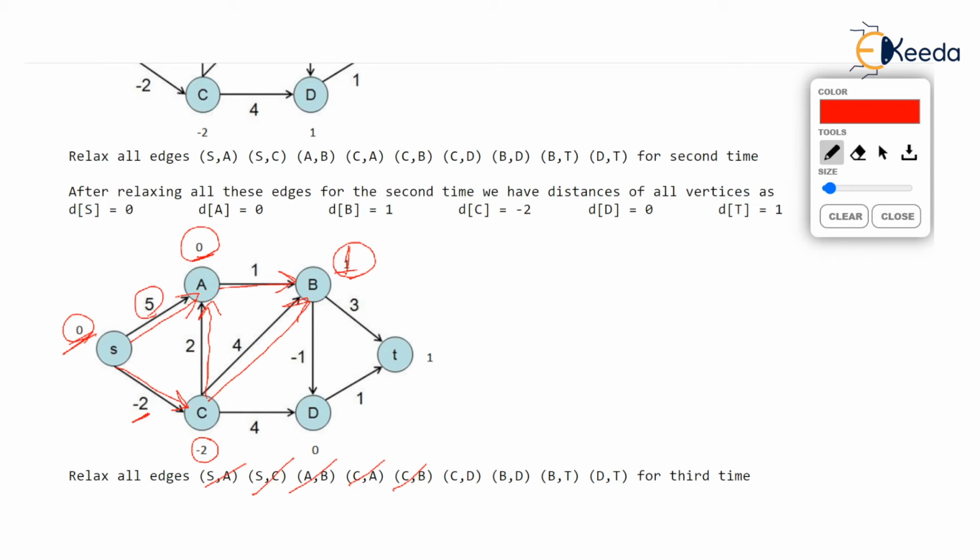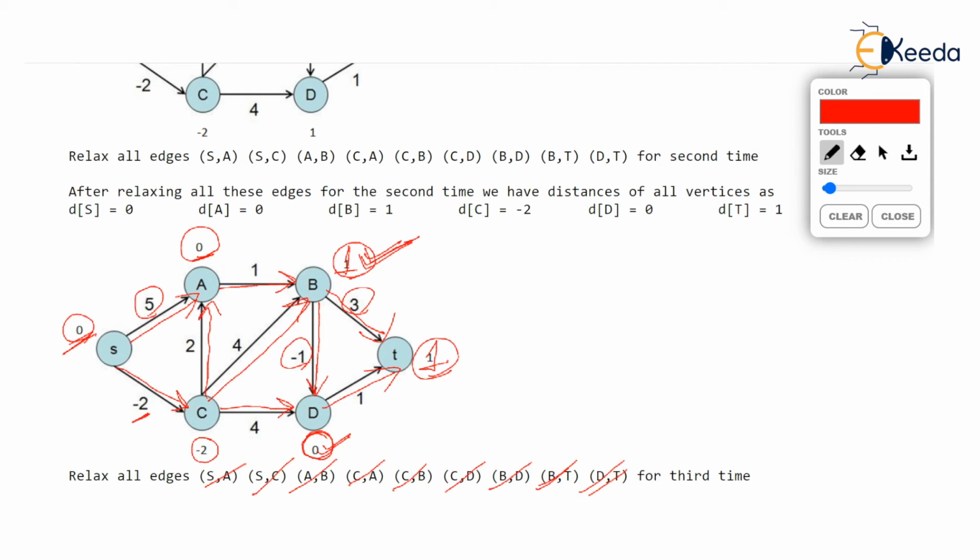C comma D is minus 2 plus 4, which is 2, but D is at a much lesser distance than 2, which is 0, so we won't update it. B comma D: observe B comma D is 1 minus 1, which is 0, and D is already at 0. B comma T will be 1 plus 3, which is 4, but T is already at 1, a lesser distance. And D comma T, the last edge, will be 0 plus 1, but T is already at 1.